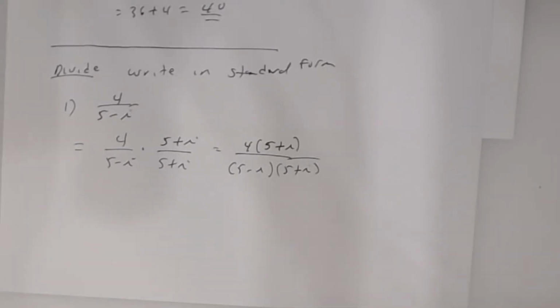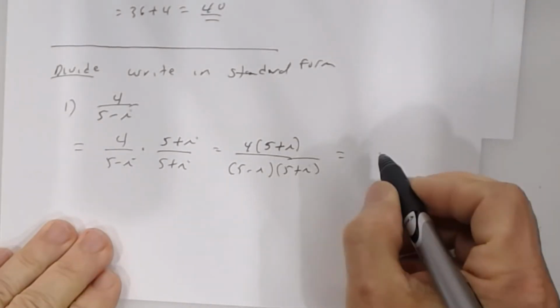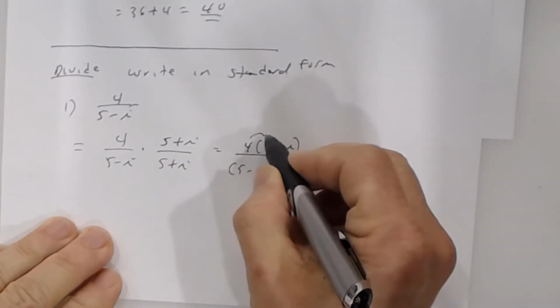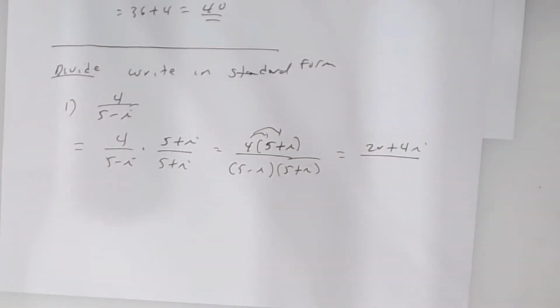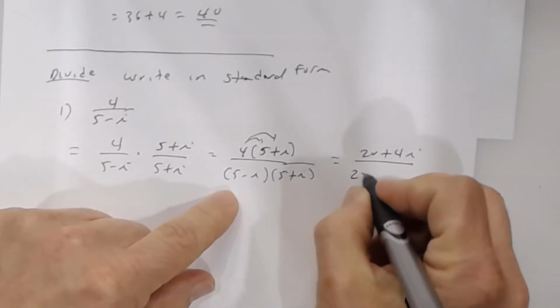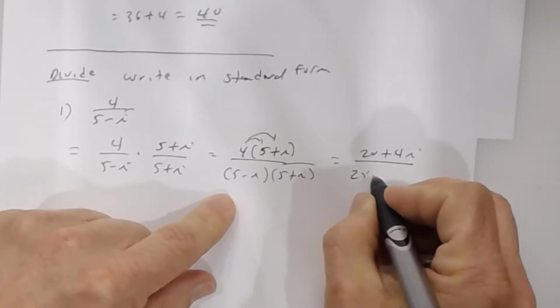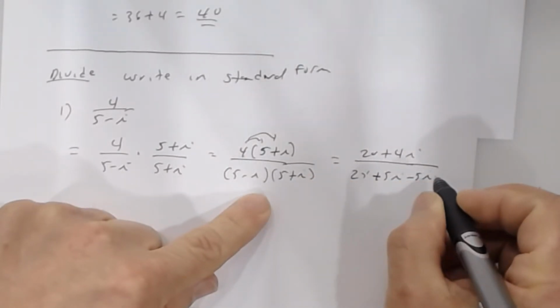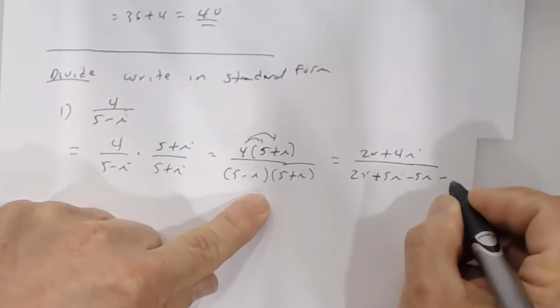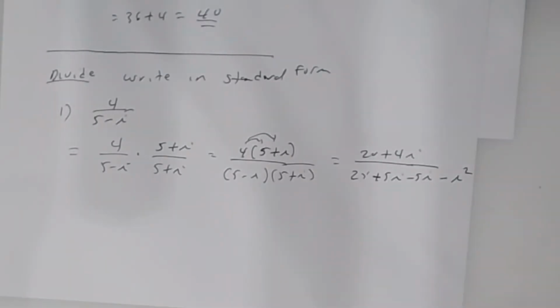So let's get rid of the parentheses in the numerator. How do we get rid of the parentheses in the numerator? Distribute. So what does that become? 20 plus 4i. Okay? All right, now let's use the FOIL method with the denominator. What's the first? 25. What's the outer? What's the inner? Minus 5i. And what's the last? Negative i squared. Okay? A negative times a positive is a negative. i times i is i squared. We talked about that yesterday.